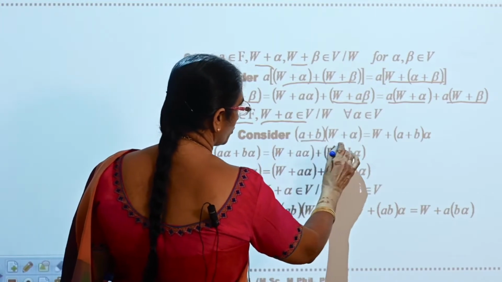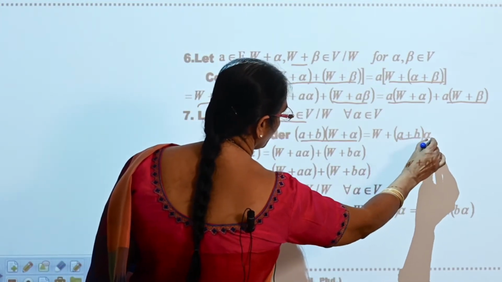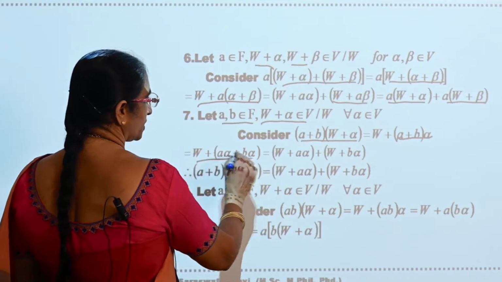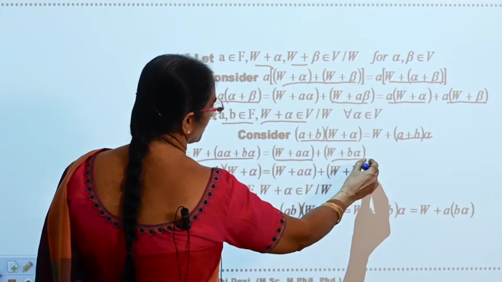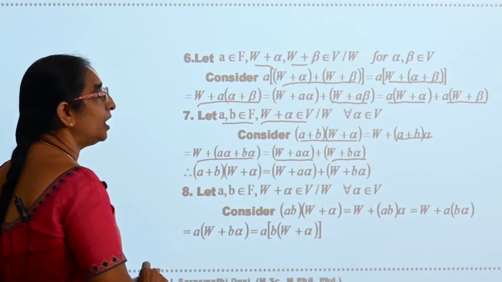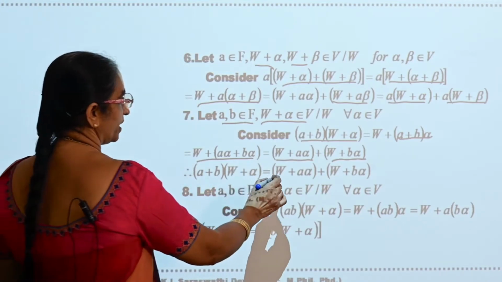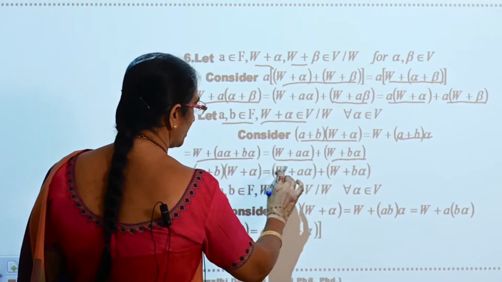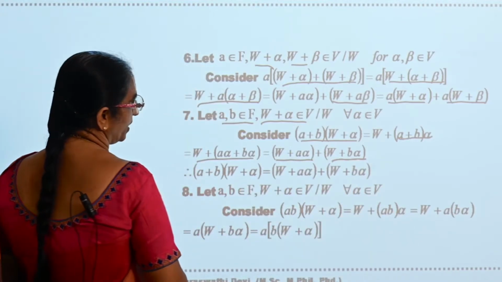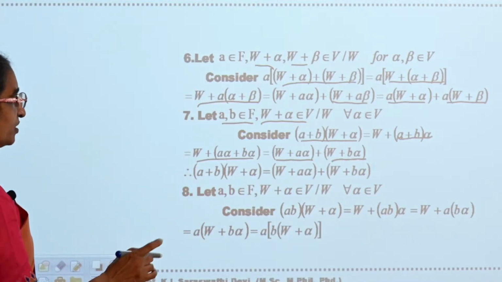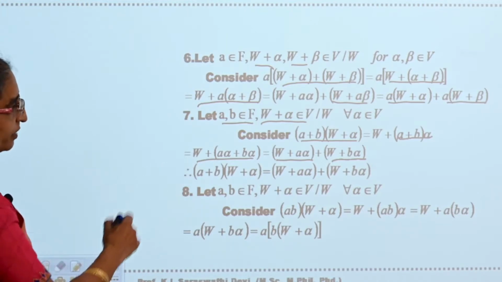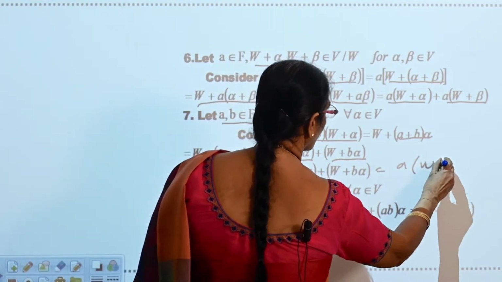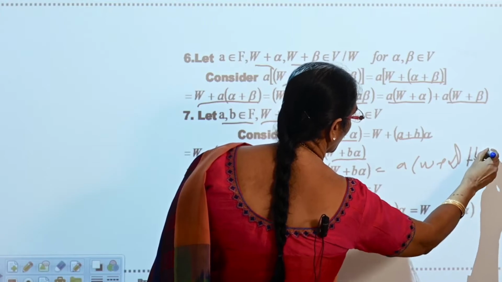Now take (A + B)(W + α). According to the definition of coset multiplication, this is W + (A + B)α. Again separate it: (W + Aα) + (W + Bα). That is, you are separating by using the coset addition. Now this will be (W + Aα) + (W + Bα), that is A(W + α) + B(W + α). This will be equal to A(W + α) + B(W + α).